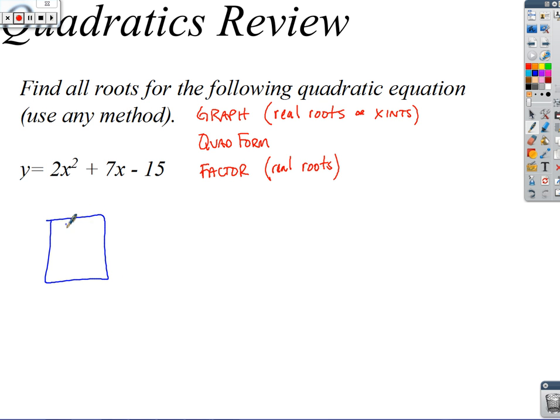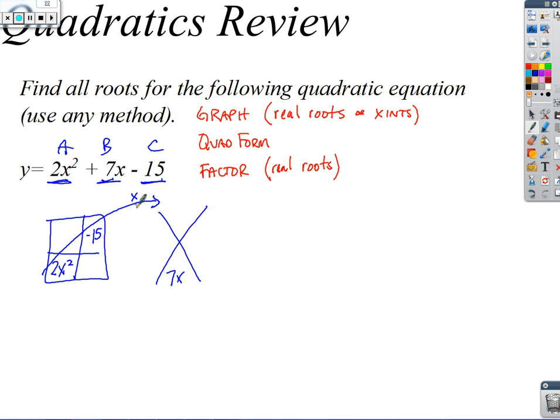I'm going to display for you the CPM method, which tells us to put our a value in the bottom left corner, 2x squared, our c value in the upper right corner, -15, and our b value in the bottom of the diamond. The top of the diamond comes from multiplying these two together. So 2 and -15 make -30x squared.